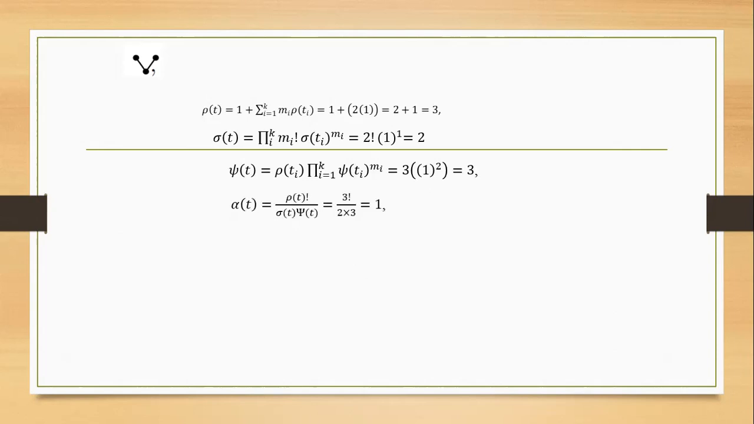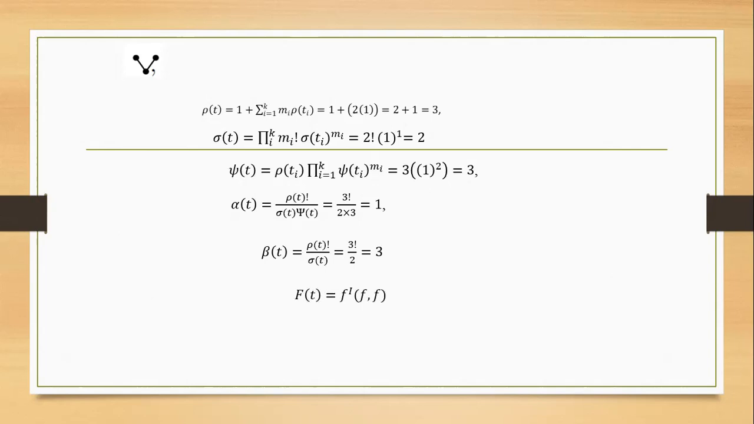Now ordered set, we are going to have 3 factorial divided by 2 times 3, which is equals to 6 over 6, which is equals to 1. Also unordered, we are going to have 3 factorial divided by 2, which is 6 divided by 2, 3. And the differential coefficient is going to be this.